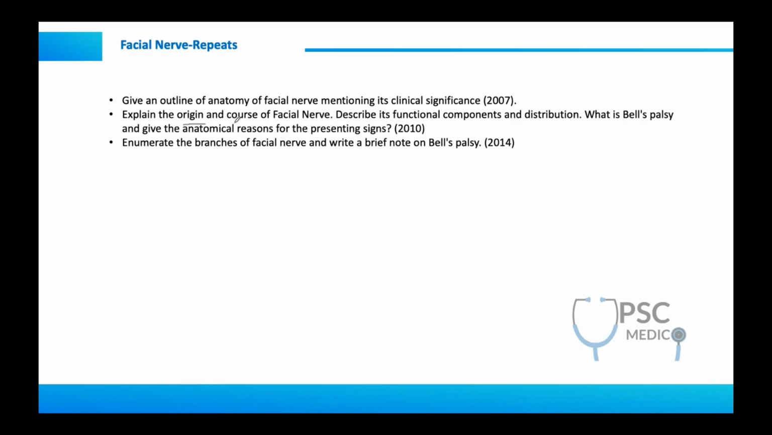Explain the origin and the course of the facial nerve, describe its components and also the distribution, and what is Bell's palsy, and give the anatomical reasons for the presenting signs. So now you know the difference between UMN and LMN, and why Bell's palsy has all these phenomena. Enumerate the branches of the facial nerve. You have a beautiful diagram there, and you have to write a brief note on Bell's palsy. So this will conclude our discussion on the facial nerve.